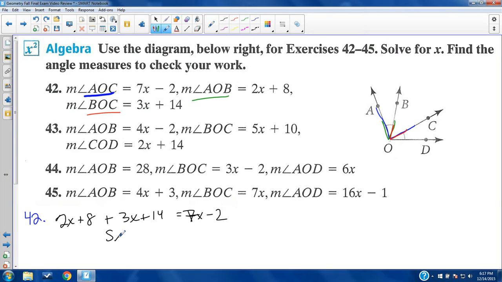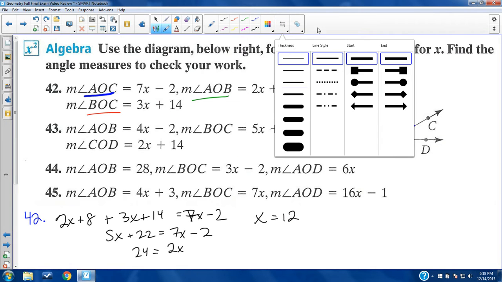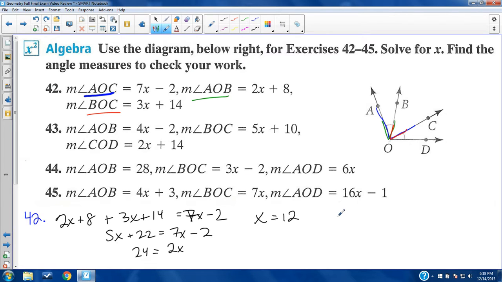Combine like terms, we get 5x plus 22 equals 7x minus 2. Subtract 5x from both sides and add 2 to both sides, you get 2x equals 24. Divide both sides by 2, you'll get x equals 12. From there, you can substitute 12 in for all of these angle measures. There are different ways you could go about it. Once you have two of them, like I get AOB here, that would be 2 times 12 plus 8, so that'll be 32. Okay, BOC equals 3 times 12, which is 36, plus 14, which is 50.